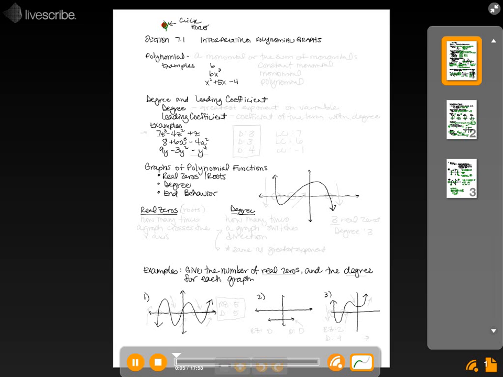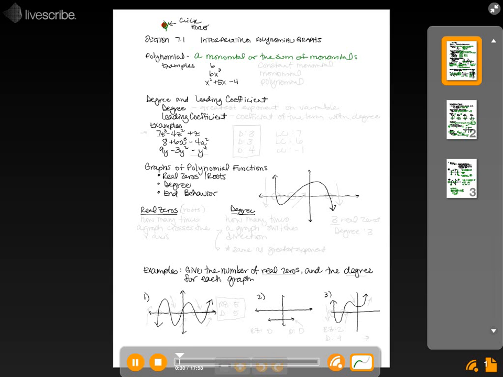Alright, these are your notes for section 7.1, and it's on interpreting polynomial graphs. The first thing we're going to do is review real quick what a polynomial is. A polynomial, the definition, is a monomial or the sum of monomials.